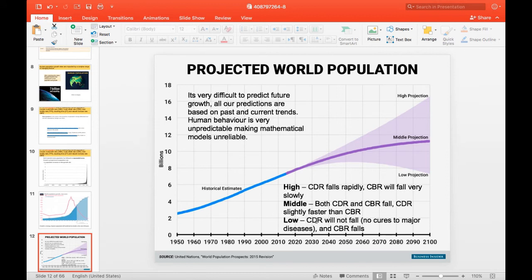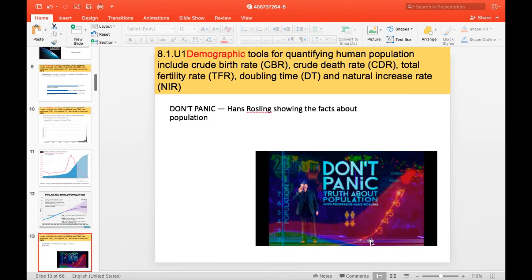So low: CDR will not fall. CDR, deaths, will not fall. No cures to major diseases, because we have this kind of problem like the one that we're facing now with coronavirus. And CBR falls. Don't worry, you are going to understand this after studying the following slides.